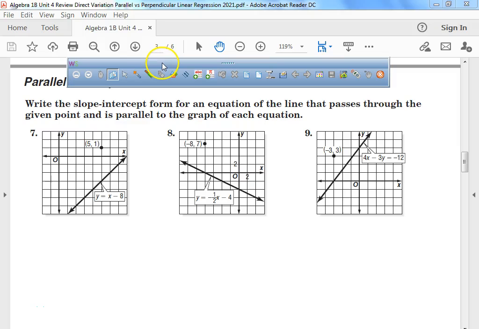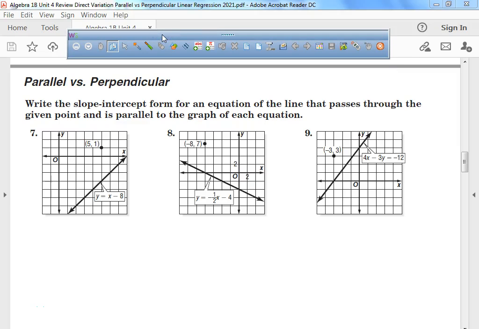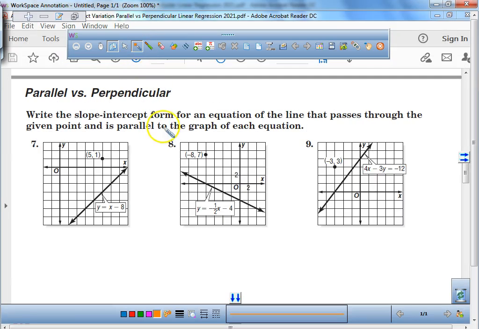All right, so what we're going to be talking about today is the difference between parallel lines and perpendicular lines. Now, something you guys might want to put on your papers: there is a symbol for perpendicular that looks like this. It's an upside down looking T, all right?